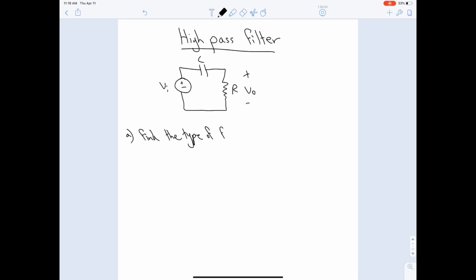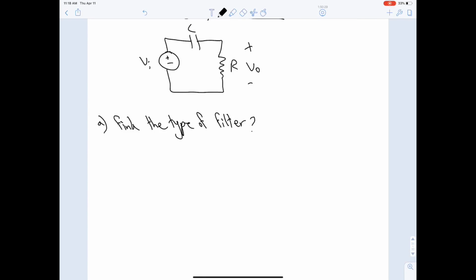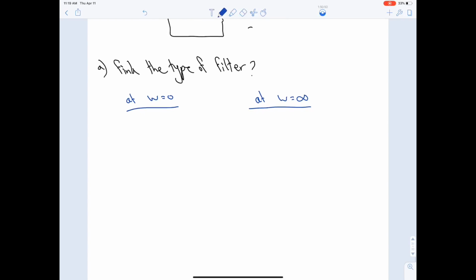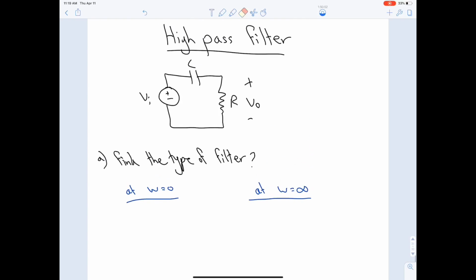Find the type of filter. Okay, find the type of the filter. So what should we do? As we did earlier, we have to substitute in two values, omega equal to 0 and omega equal to infinity. Now at omega equal to 0, we have only capacitor, right? Which has an omega.